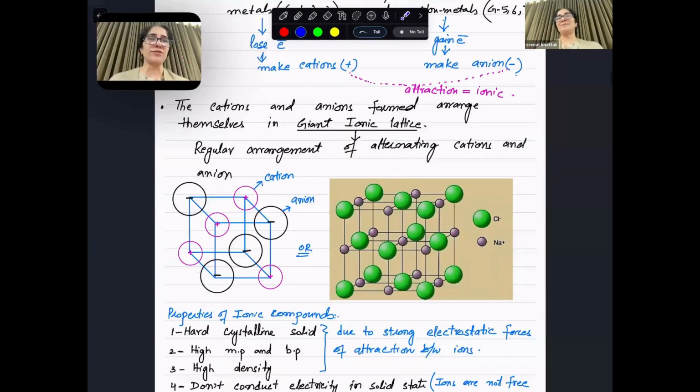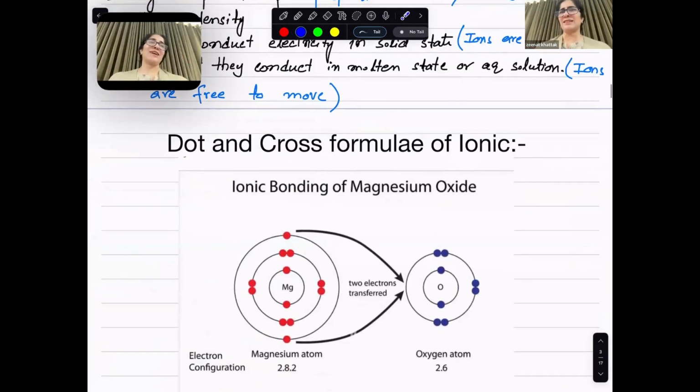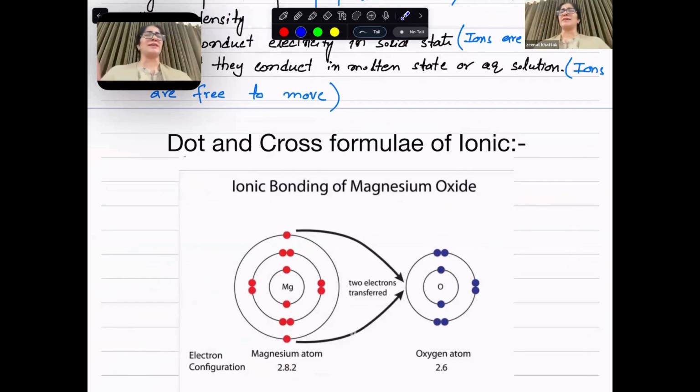Next, dot and cross diagram. Should I repeat all these? I think it's sufficient. You understand what ionic bonding is: strong electrostatic forces of attraction between cations and anions. Cations are made by loss of electrons, anions by gain of electrons. When metals lose electrons, they make cations. When non-metals gain electrons, they make anions. The cations and anions arrange themselves in a giant ionic lattice. What is a giant ionic lattice?